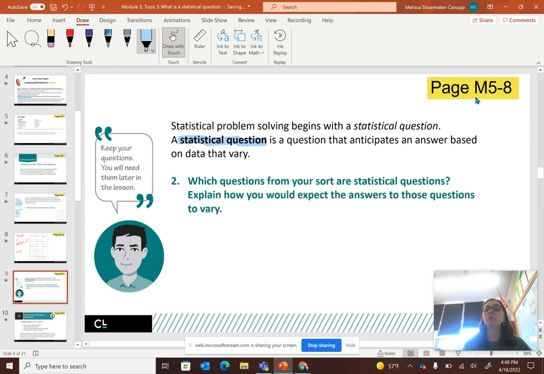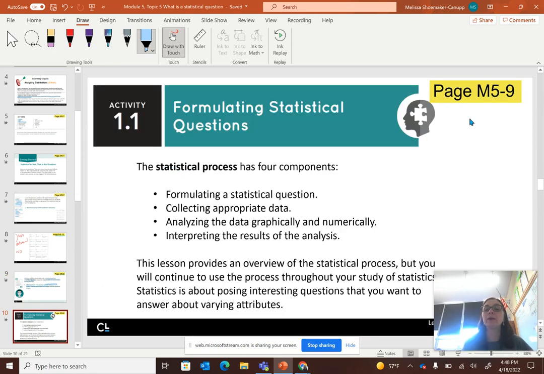Our next vocabulary word on page M58 is, what is a statistical question? It's a question that anticipates an answer based on data that vary. So you're going to look at your questions and say, which one of them would be statistical? And how do you know? Remember, varied answers that are different. That's what you're looking for.